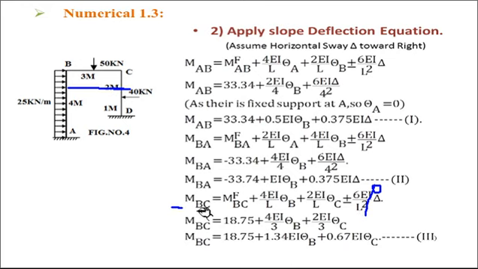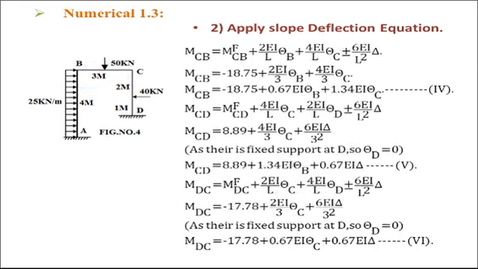Now BC is the equation for the end moment of beam BC. So MBC is equal to MFBC plus 4EI by L theta B plus 2EI by L theta C. Now rotation at B and rotation at C are available. So MBC is equal to 18.75 plus 4EI by 3 theta B plus 2EI by 3 theta C. Simplifying, MBC is equal to 18.75 plus 1.34 EI theta B plus 0.67 EI theta C. This one is the third equation.